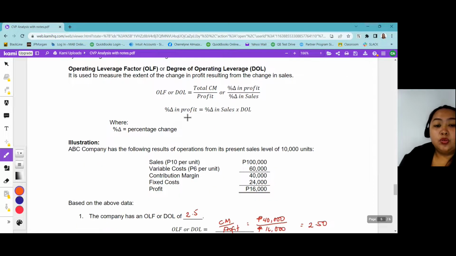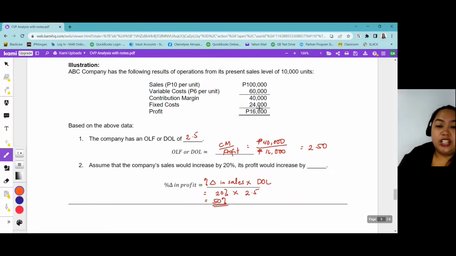Your change in profit to forecast kung magkano yung magiging impact ng changes in sales, yung magiging change in profit for every change in sales. You multiply the change in sales to your degree of operating leverage. Okay? So, illustration number 3 tayo. ABC Company has the following results of operation from its present sales level of 10,000 units. So ang ginamit niya ulit dito, contribution margin income statement. Okay?